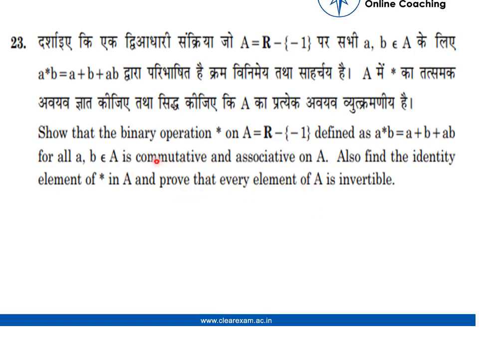So first of all, we know that commutative means a star b equals b star a, which we can easily write as b star a equals a star b. And we also know the associative property. So let's do this part first.